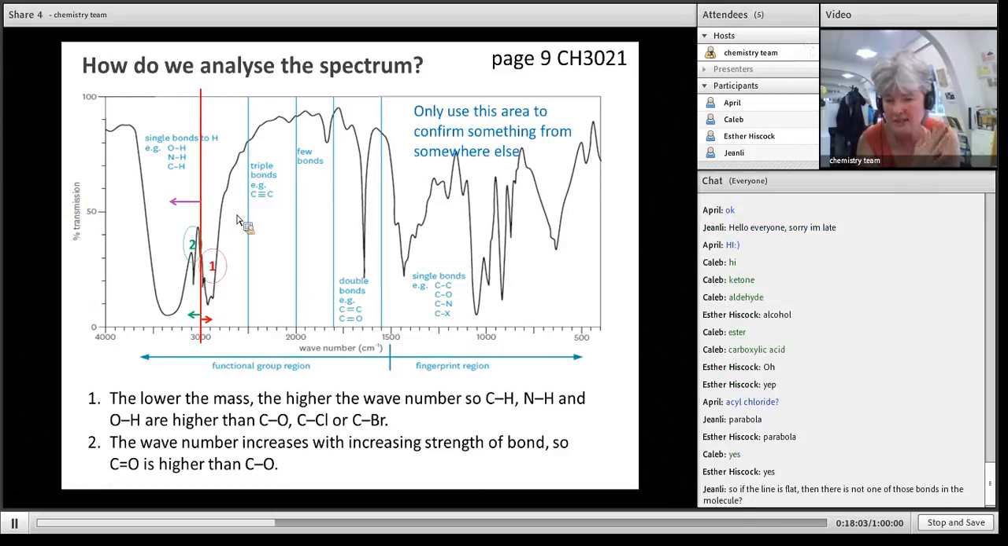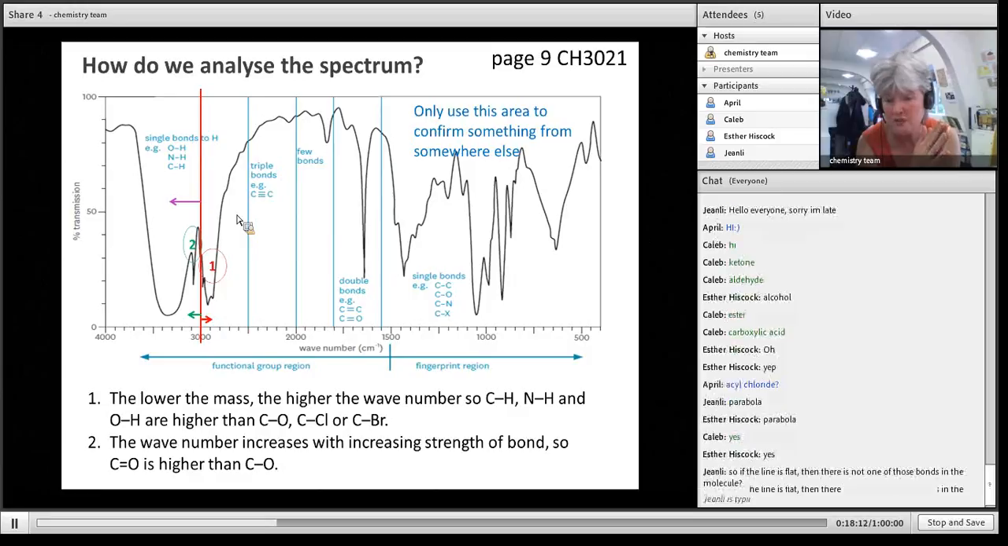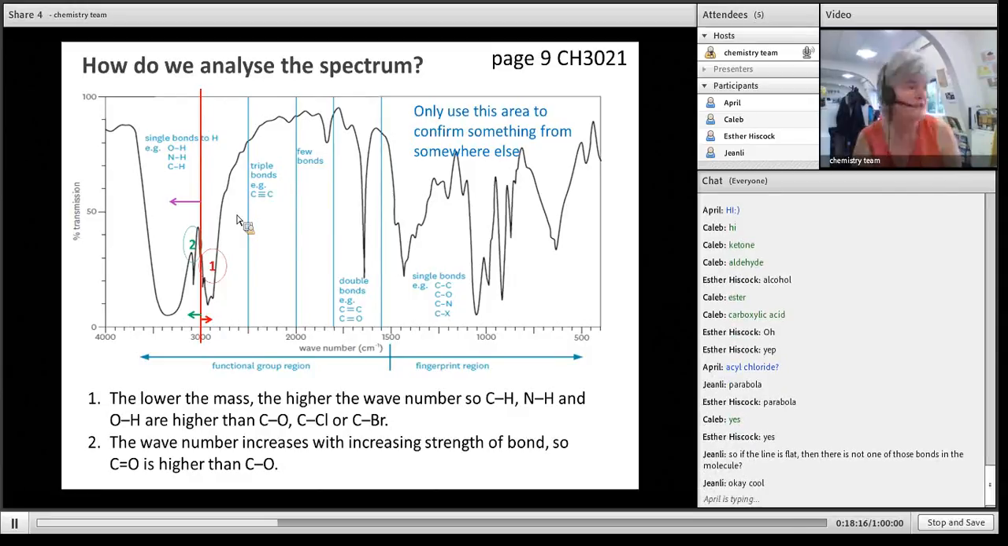Does that make sense? That you're going to have an NH bond in an amine as well as an amide, and you will have an OH bond in a carboxylic acid as well as an alcohol. So this will be the area that will tell you whether you've got that. So if the line is flat, then you know you don't have an amine, amide, alcohol, carboxylic acid. Okay, correct. So as I say, it's just as important to say what's not there as what is there.